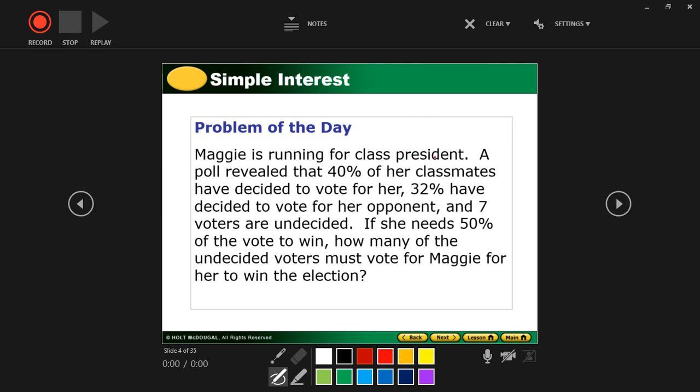Maggie is running for class president. A poll revealed that 40% of her classmates have decided to vote for her, 32% have decided to vote for her opponent, and 7 voters are undecided. Now, if she needs 50% of the vote to win, how many of the undecided voters must vote for Maggie for her to win the election? So Maggie is running for class president. 40% of her classmates will vote for her. 32% of her classmates will vote for her opponent. And there are 7 undecided.